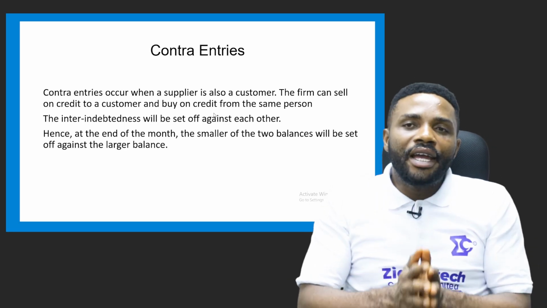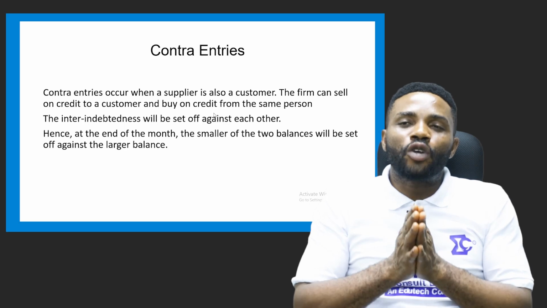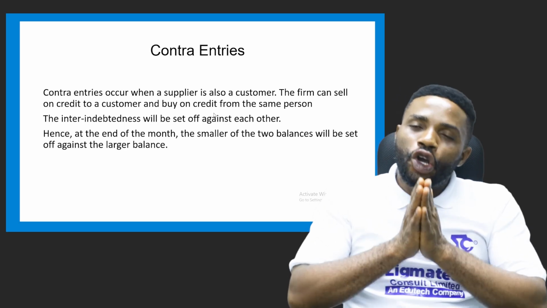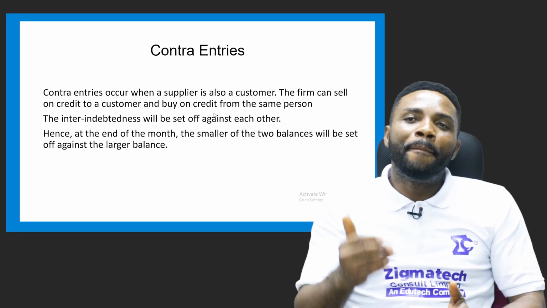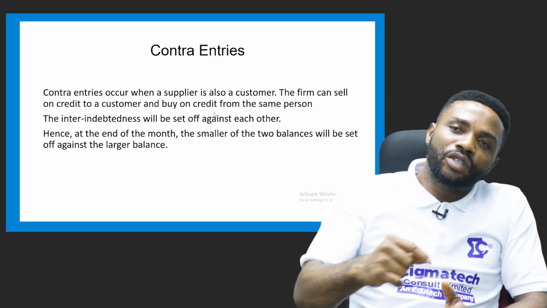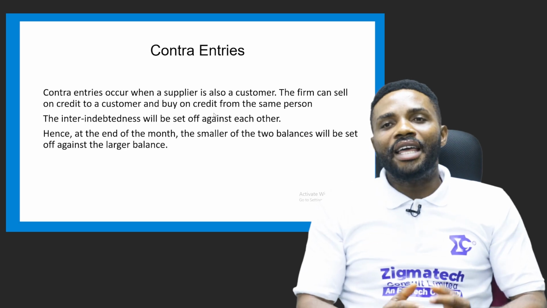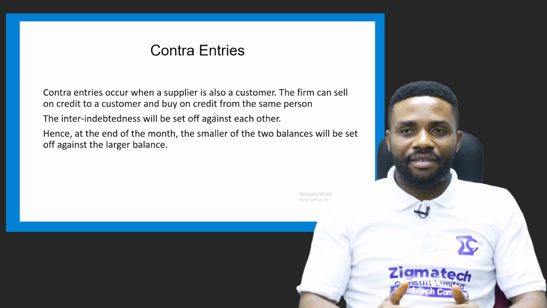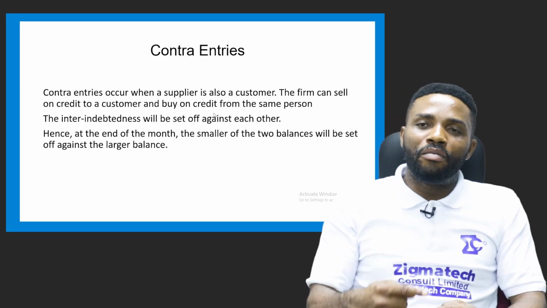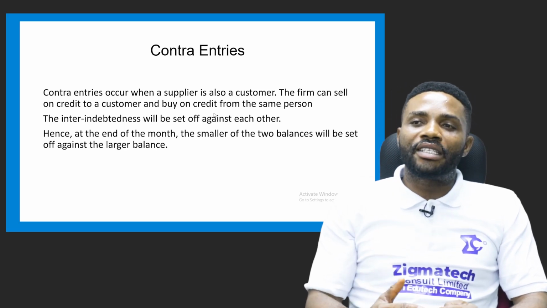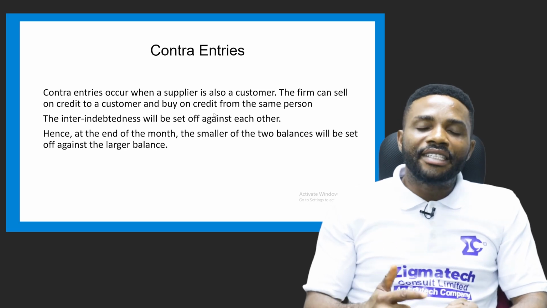I said contra entries occur when a supplier is also a customer. The firm can sell on credit to a customer and buy on credit from the same person. The indebtedness will be set off against itself. Hence, at the end of the month, the smaller of the two balances will be set off against the larger balance.